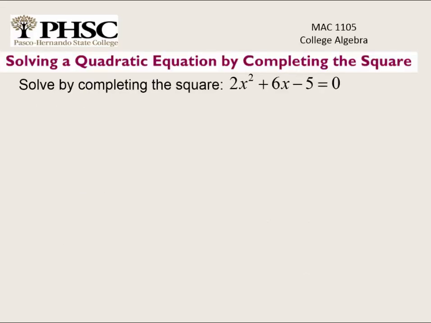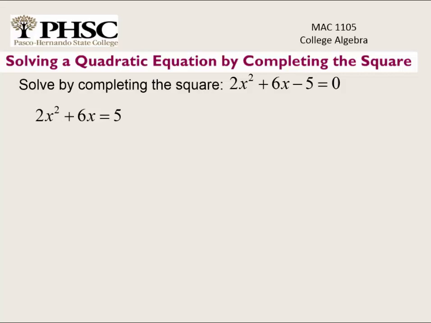The next one that we're going to do is we're going to go ahead and solve the quadratic equation by completing the square. So we have 2x squared plus 6x minus 5 equals 0. So when we complete the square, we sort of get away from the standard form. So the first thing I want to do is I want to move my constant, my negative 5, over to the other side. So now I end up with 2x squared plus 6x equals 5.